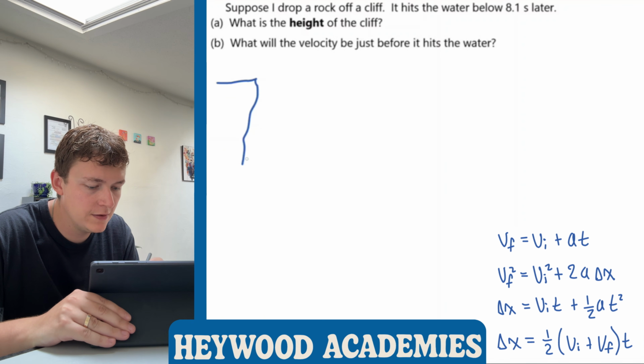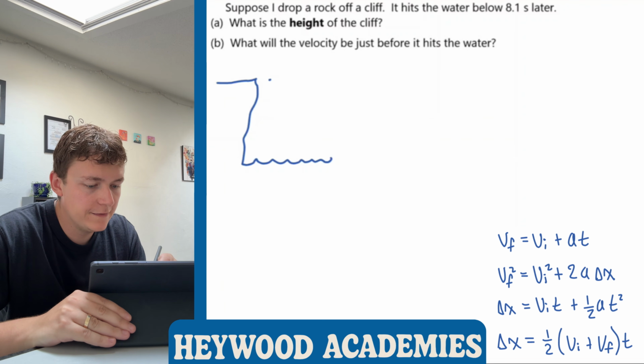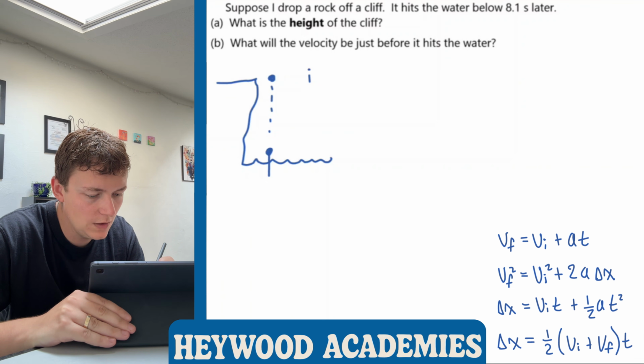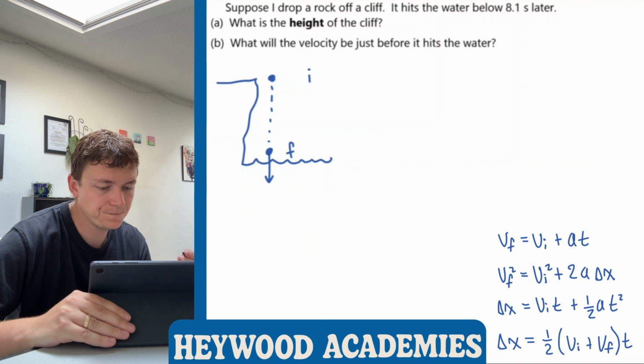This is our cliff, and then we've got some water down here. This says that I drop a rock off a cliff. So it starts off right here initially, and then it's going to fall down here. And when it gets to the bottom, it's going to have some more speed. The picture's going to look something like that.